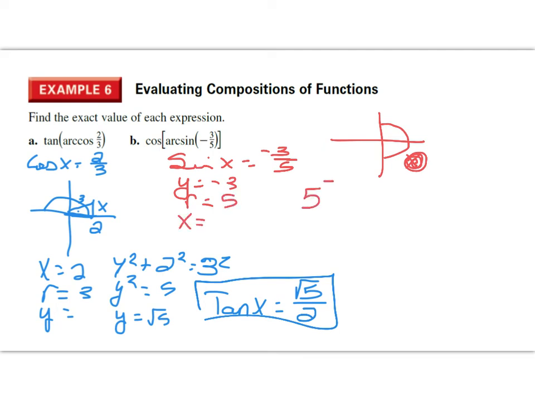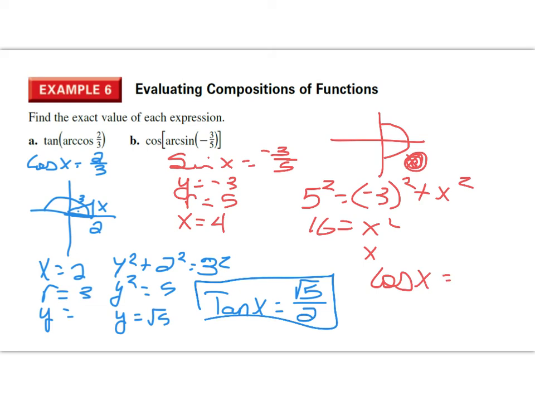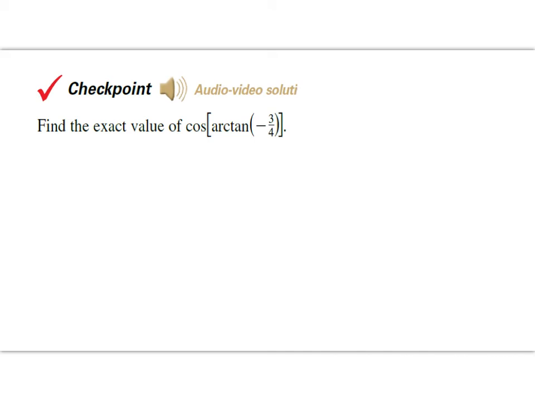So 5 squared is equal to -3 squared plus x squared. So 25 minus 9 is 16, which means x is going to be 4. So if we want the cosine of our angle, theta, or whatever it is we're talking about, cosine is x over r. And there's your answer. Okay, go ahead and give this one a go.